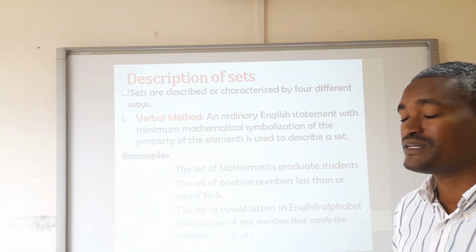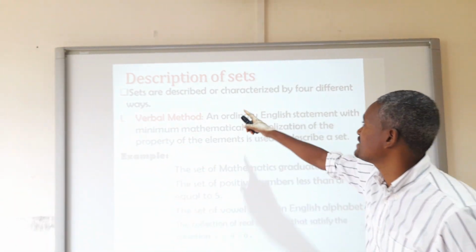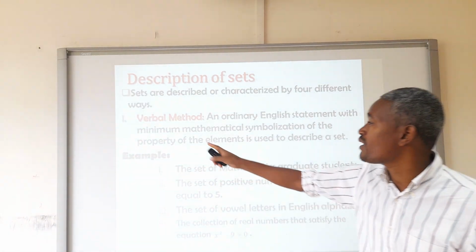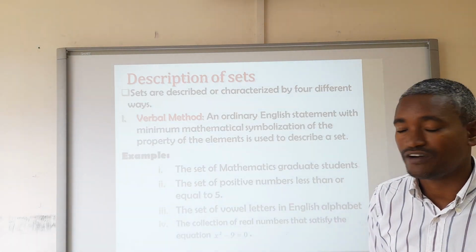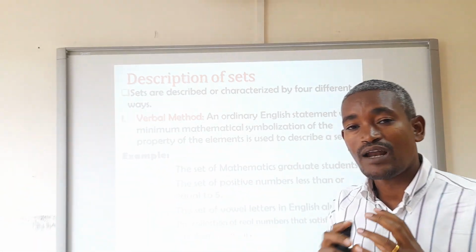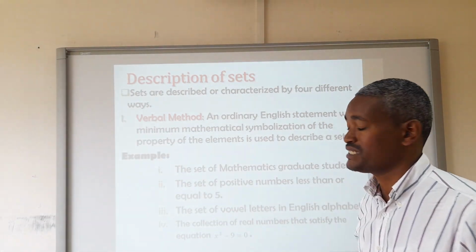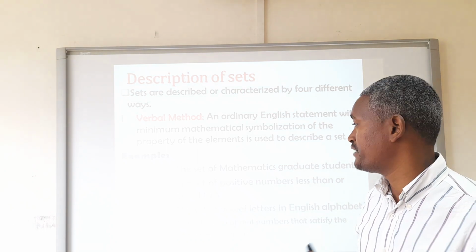And a set can be described in different ways. The first one is the verbal method. The verbal method of describing a set uses ordinary English language with a minimum number of mathematical symbols to represent the given set.